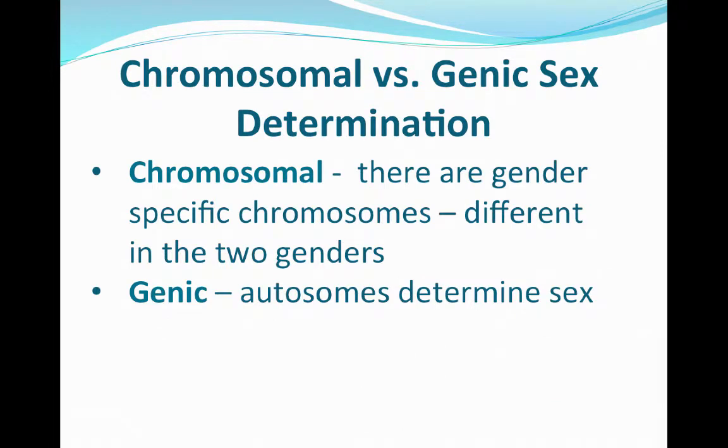All right, so as we progress through sex determination, just make sure that you have a really good handle on the difference between chromosomal and genic sex determination. Keep in mind, chromosomal determination is there is actually going to be gender specific chromosomes, and those chromosomes are going to be different between the two gender species. So males are going to typically be one genotype, and females are going to be a second genotype. And then genic determination systems is where the autosomes are actually going to determine the sex of the individual.